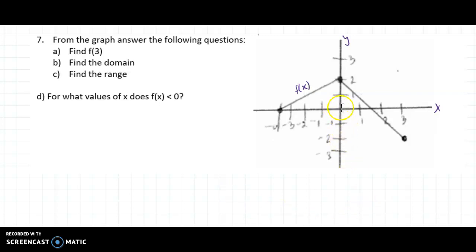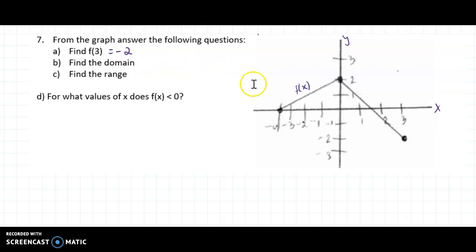So what I do is I go to the graph here, and I go out to x equals 3, and I find the height of the graph. So we're out at x equals 3. Notice it's down here. So I look over here, and it's -2. So we get -2.